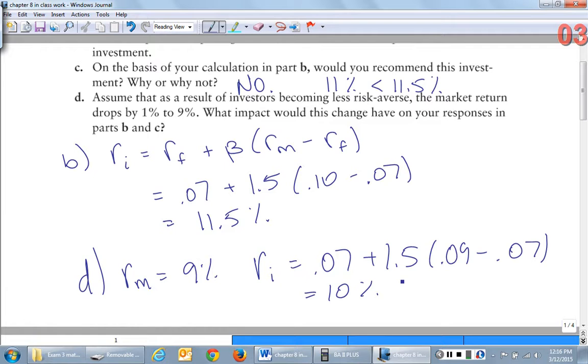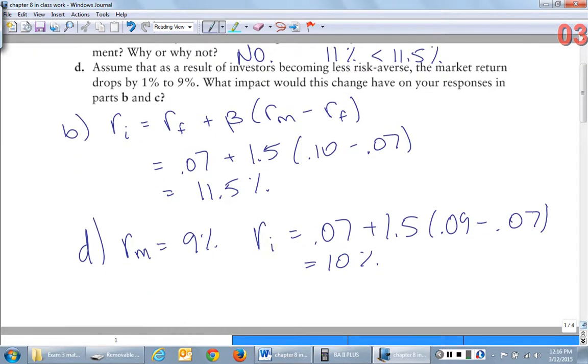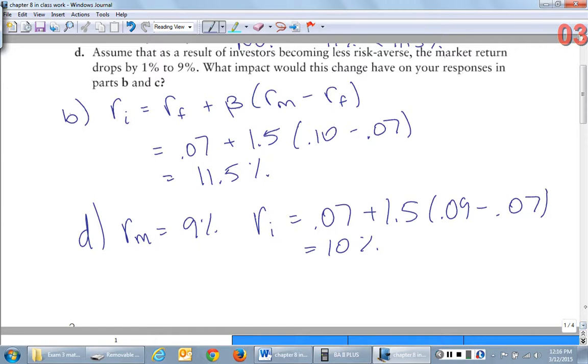So now if we looked at C again, would we recommend this asset? And the answer would be yes. We would recommend this asset because it has an expected return that is greater than or equal to the required return.